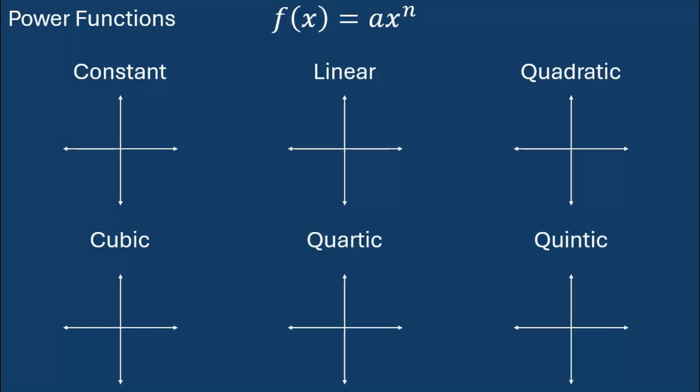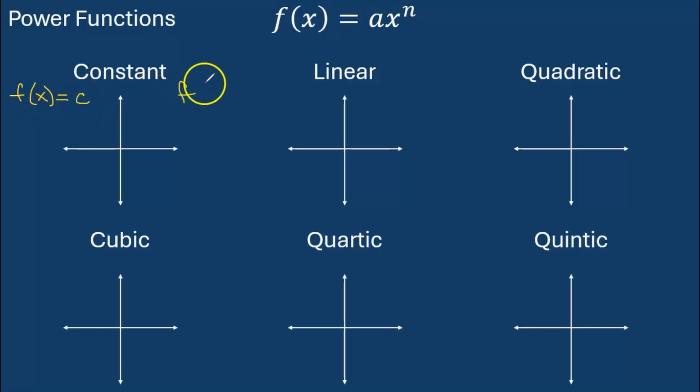Let's get started describing each of these power functions. So first of all is the constant function. A constant is a pure number that does not have a variable. So although we have this form of function, the truth is the x value is going to be to the 0. So I'm going to go ahead and write a constant function here.